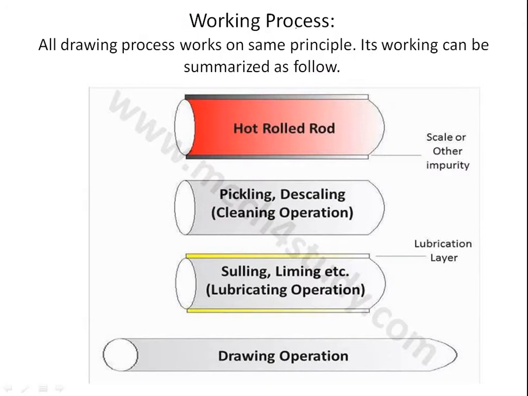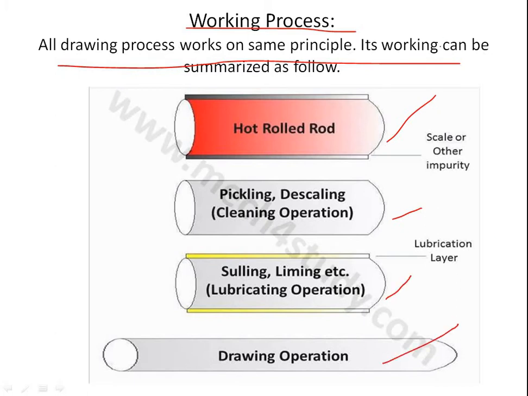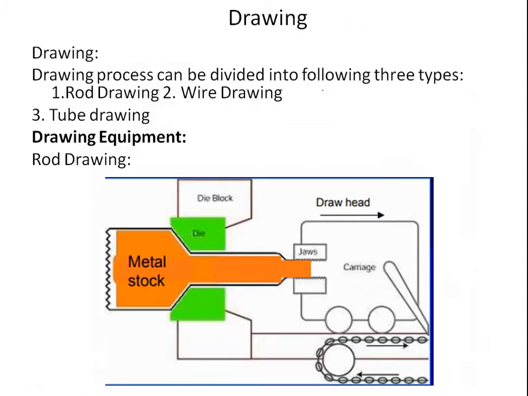So the working process of drawing: all drawing processes work on the same principle. Its working can be summarized as follows. First one will be hot rolled, second one will be pickling and descaling, in which the cleaning operation occurs, then sullying, lemming, etc., in which lubrication occurs, and next one will be the drawing operation. These are the layers one above the other.